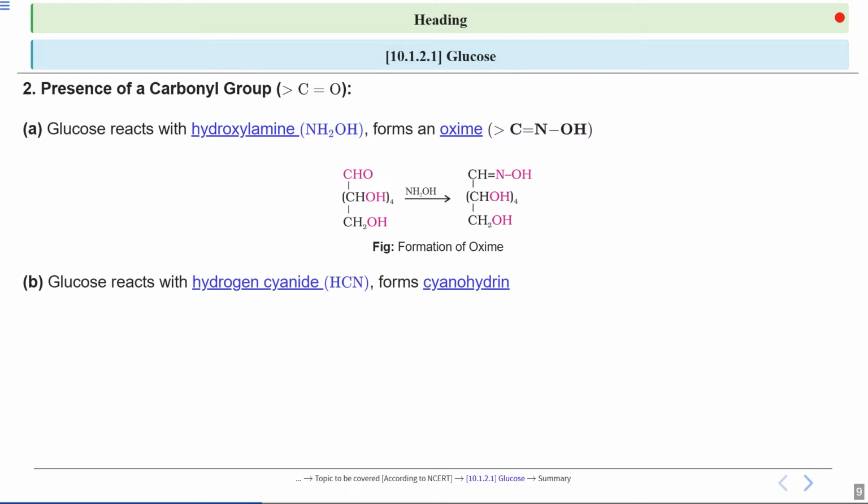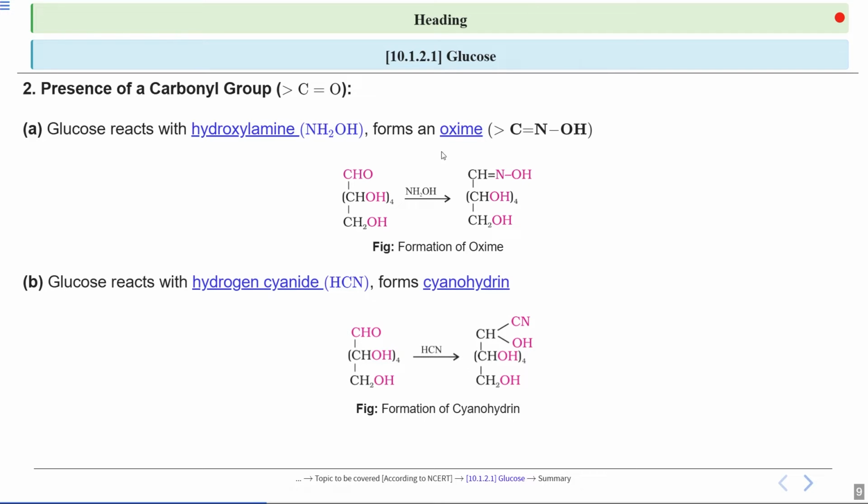Now we'll see another reaction. When glucose reacts with hydrogen cyanide, which is HCN, it forms a compound called a cyanohydrin. So in this reaction, the carbonyl group in glucose reacts with HCN, resulting in the addition of a cyanide group and a hydroxyl group to the carbon atom that was a part of the carbonyl group. So this is another way to confirm the presence of a carbonyl group.